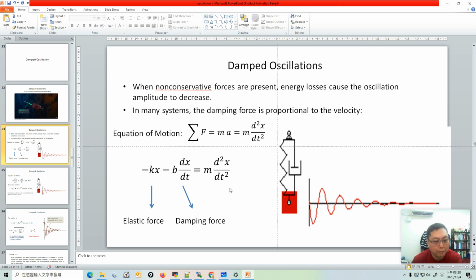Now we have to solve this equation of motion. Once more, it's a second order ordinary differential equation, but right now you don't have the capability to solve this differential equation.